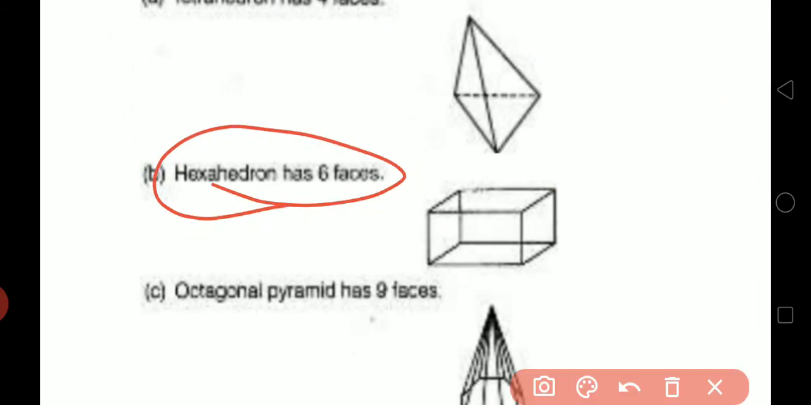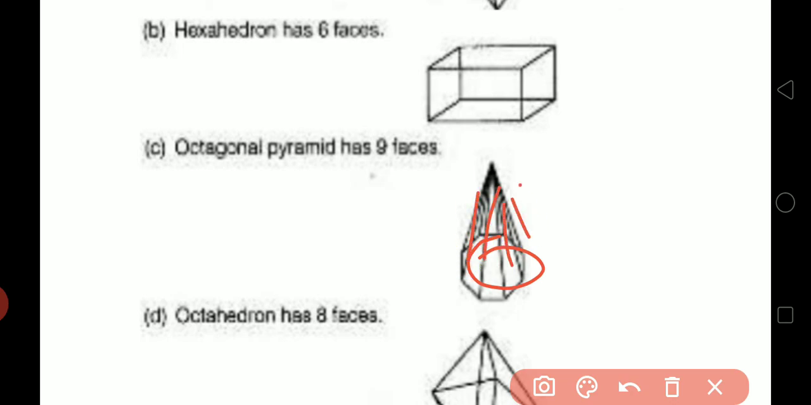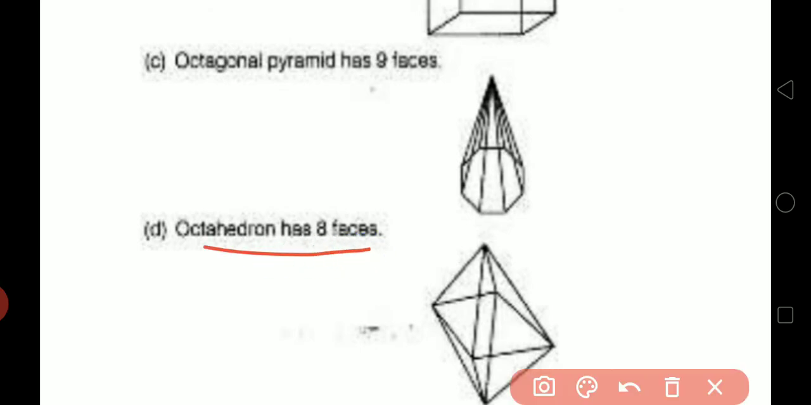Hexahedron is the same as a cuboid. A hexahedron is the name of a cuboid and it has 6 faces. Octagonal pyramid: an octagon at the base, and 8 triangles at the sides. So 1 at the base and 8 side faces, so it must have 9 faces. Next one is octahedron. Octahedron means you have a figure like this. How many faces will it have? It will have 8 faces.